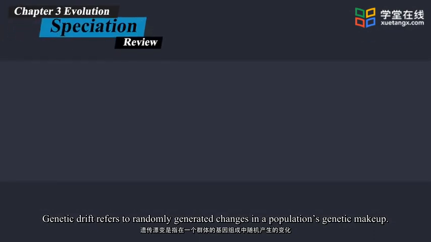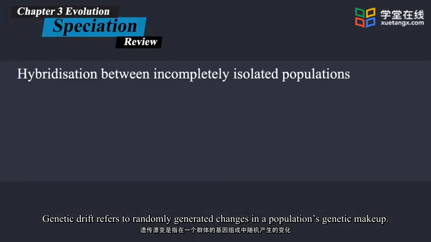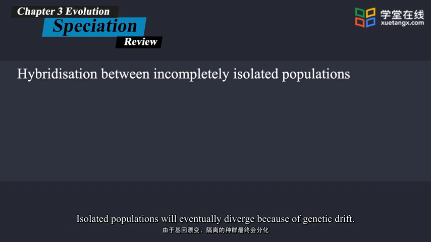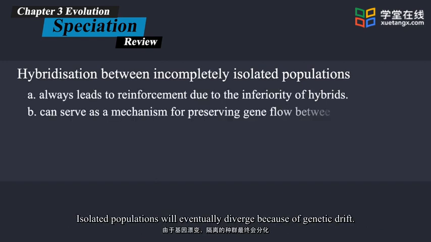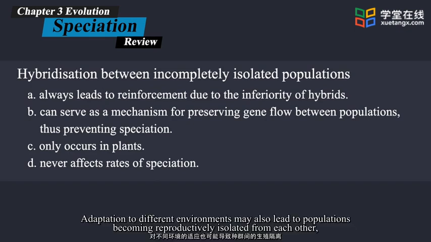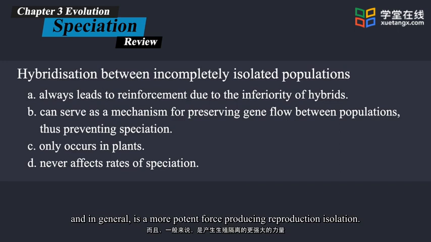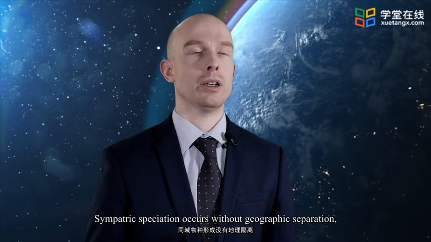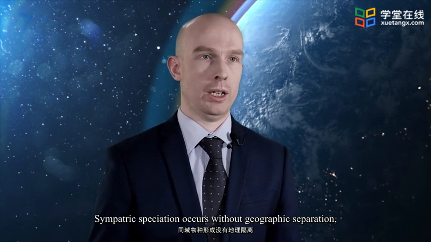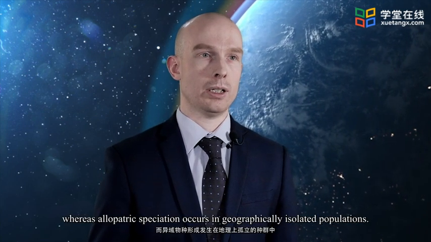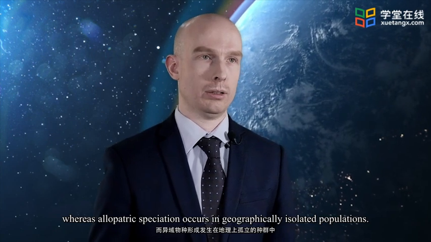Genetic drift refers to randomly generated changes in a population's genetic makeup. Isolated populations will eventually diverge because of genetic drift. Adaptation to different environments may also lead to populations becoming reproductively isolated from each other, and, in general, is a more potent force producing reproductive isolation. Sympatric speciation occurs without geographic separation, whereas allopatric speciation occurs in geographically isolated populations.